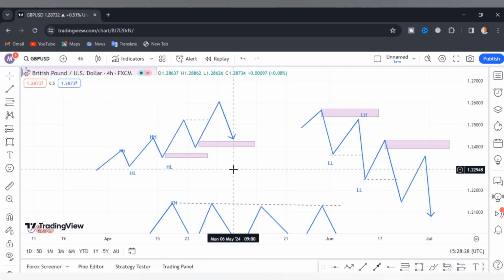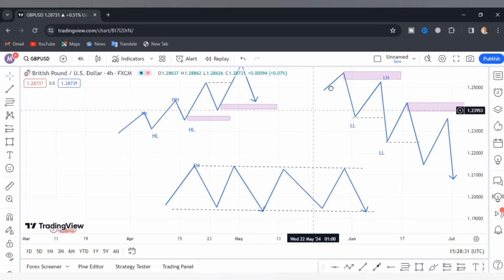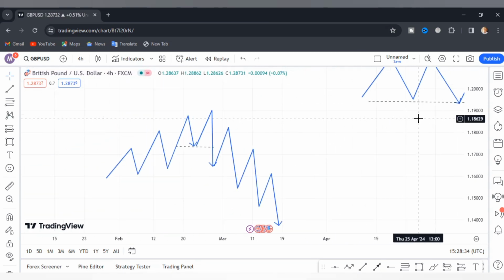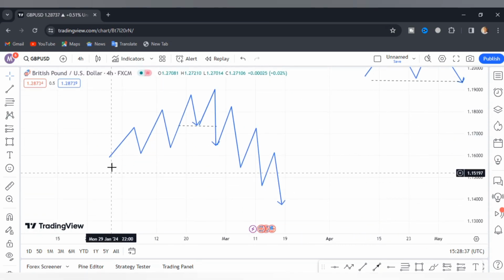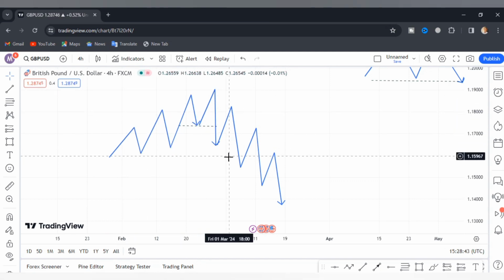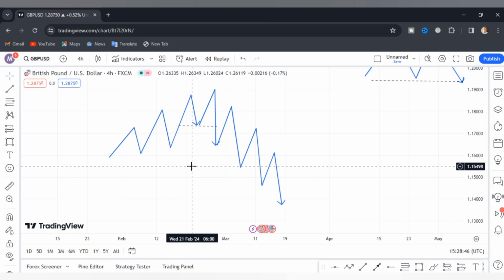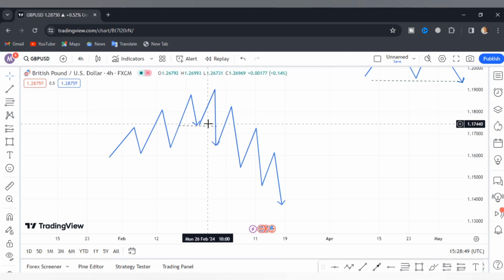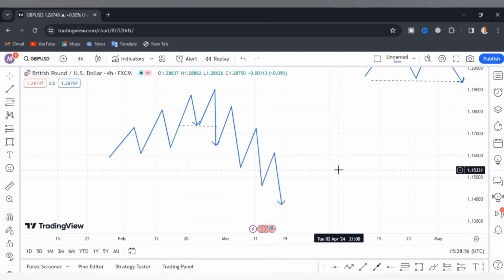In order to reverse the trend, sellers must enter the market. For example, in the illustration I showed you, if we are in a bullish trend breaking higher highs and higher lows, to change the market direction, sellers must enter the market. Here, sellers entered and broke this structure, and now the trend changed to bearish. That's what we call momentum, reversing the direction like that.